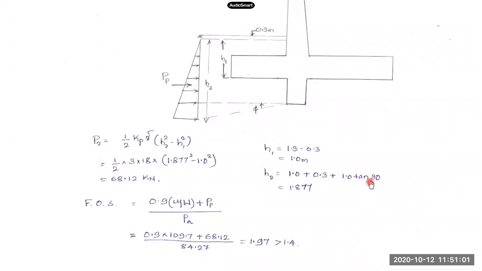So 1 into tan 30 degrees, which is the angle of repose, will tell me what this H2 is. So this is what the passive earth pressure will be now, 68.12 kilonewtons. Now, for checking the factor of safety, due to the dead weight it will be 0.9 times mu into W, because frictional force is developed because of that dead weight acting over there, plus the passive earth pressure PP, 68.12, divided by the horizontal active earth pressure, 84.27. Now if I calculate the factor of safety, it comes out as 1.97, which is more than 1.5. So now it is safe. This is how we increase the factor of safety by providing the shear key.